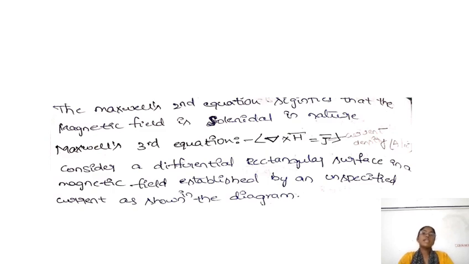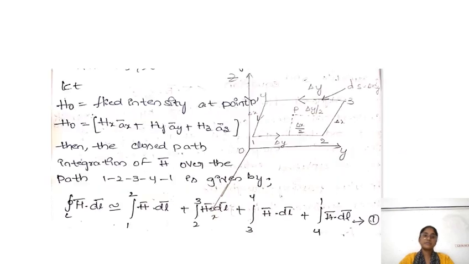Next, Maxwell's third equation: curl of H bar is equal to J bar. Consider a differential rectangular surface in a magnetic field established by an unspecified current, as shown in the figure. Let H naught be the field intensity at a point P. H naught is equal to Hx Ax bar plus Hy Ay bar plus Hz Az bar.